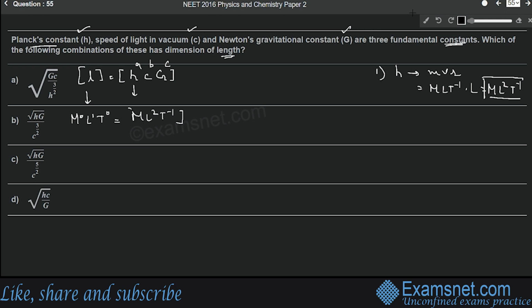So m L2 t minus 1, the power is a. Then c is the speed of light in vacuum. What is the dimension of speed of light? It is L t minus 1. So L t minus 1. The power we have assumed is b.